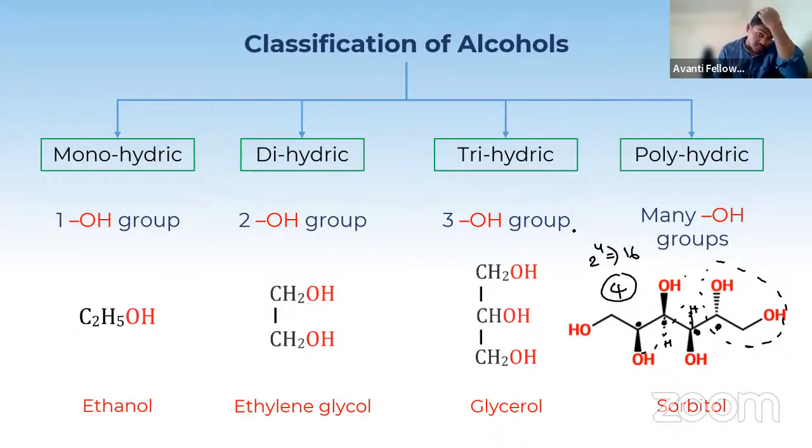Optical isomers, it can give 16. Okay. So that is very, very important for your examination. How many stereo centers are there for this orbital? Those kinds of questions may also be asked.